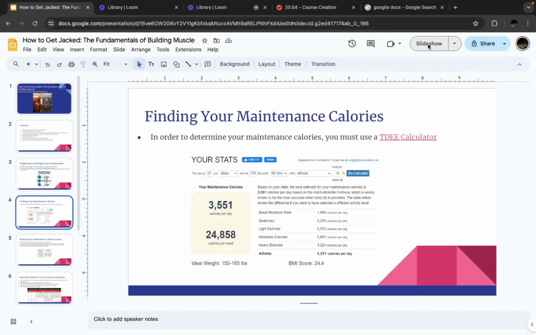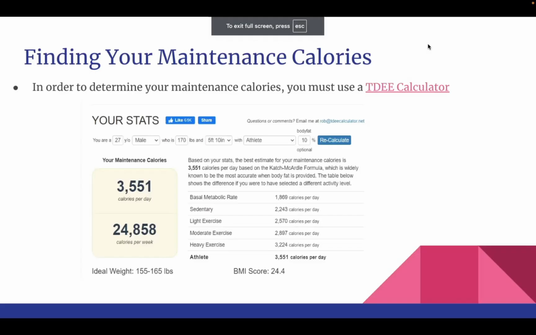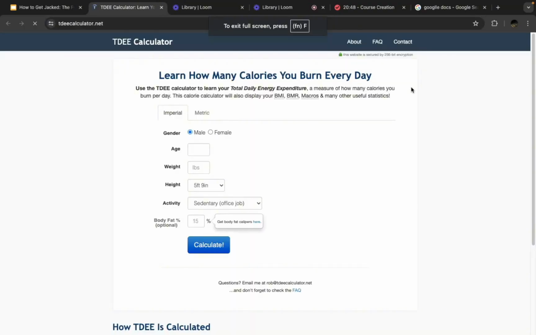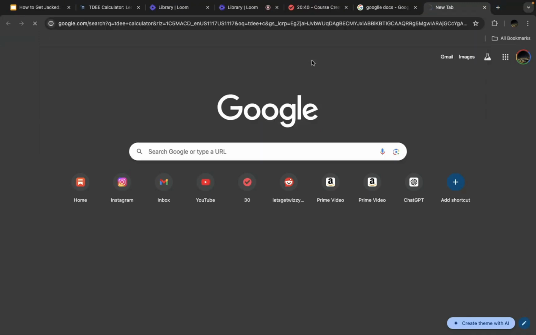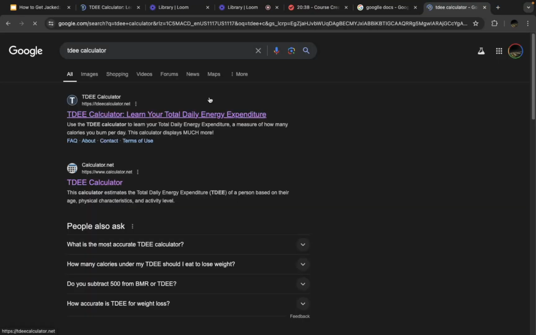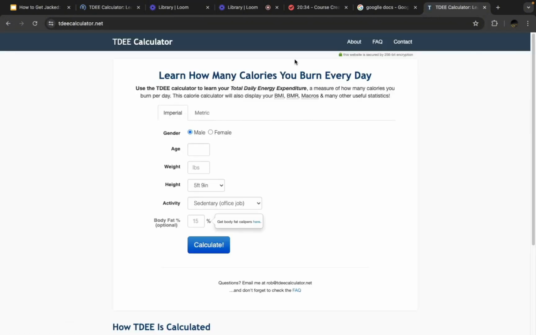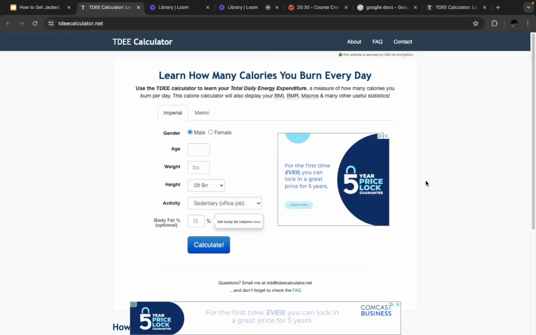Now we will be looking at the TDEE calculator. So we're going to click on this link. Now I will also say you can find this exact calculator by literally Googling TDEE calculator. Clicking on this, you can find it that way too. So here we are, TDEE calculator.